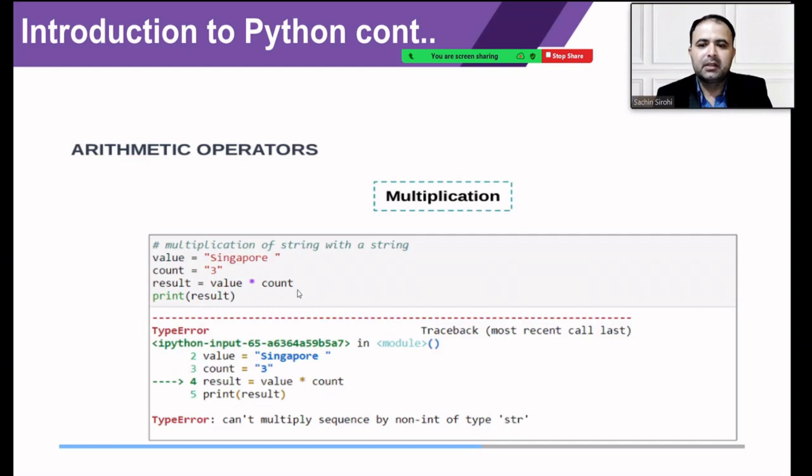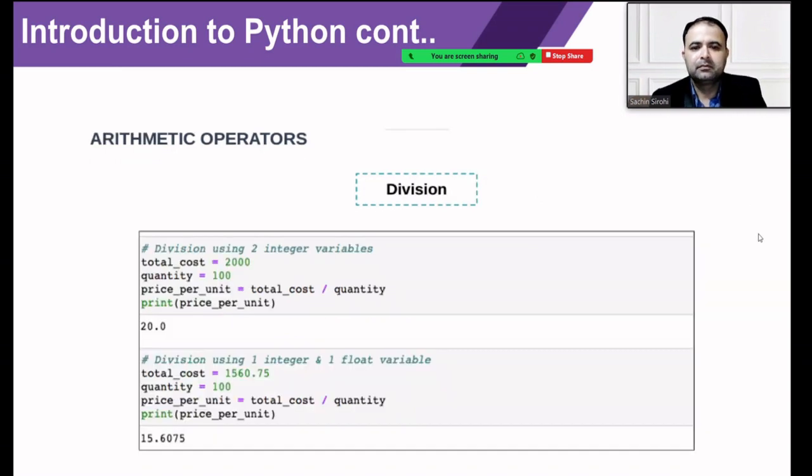If both values are strings, then no arithmetic operation can be performed. Next, the arithmetic operator: division.